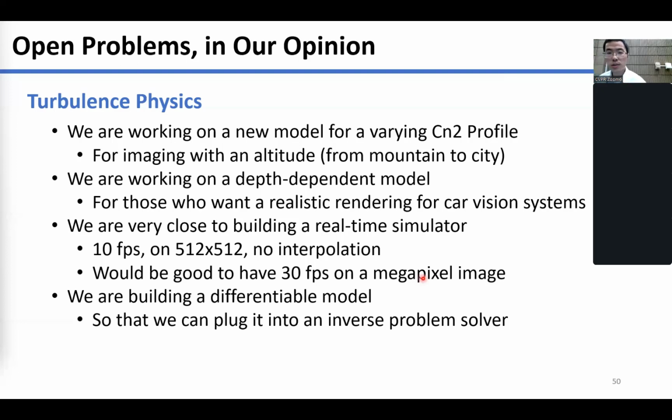I showed you a simulator for 512 by 512, 10 frames per second, real time. We're working on much bigger resolution, and I think that's doable. Much higher resolution, full HD image, real time simulation without interpolation. I think that would be extremely useful for the community. We are building differentiable models. The differentiable model is here, but putting it into the reconstruction, that is a challenge.